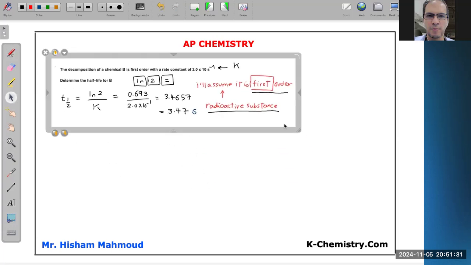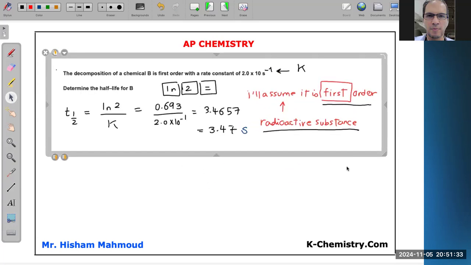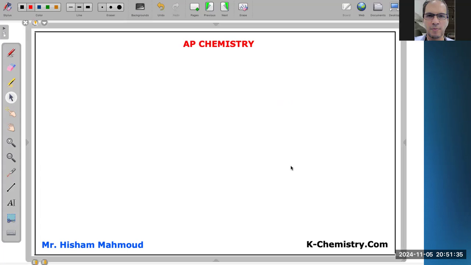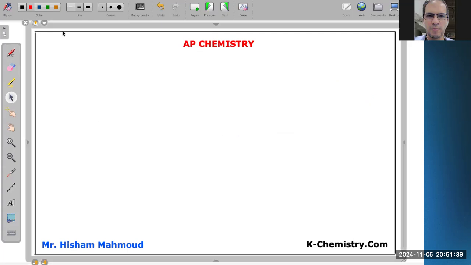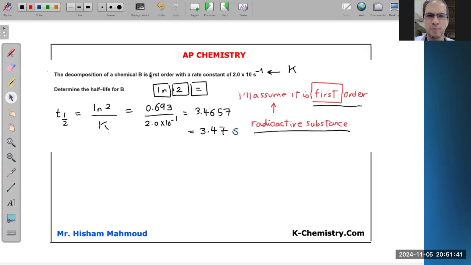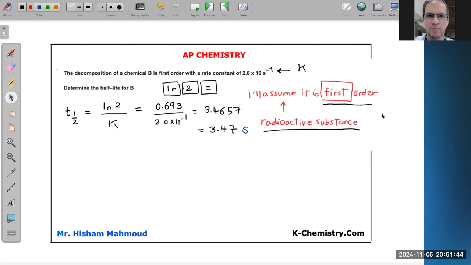The decomposition of a chemical B is first order with rate constant of 2 multiplied by 10 to the power of -1. So he didn't tell me anything about the order, but as soon as I saw the word decomposition, I know that this is first order. So I will just assume it is first order.